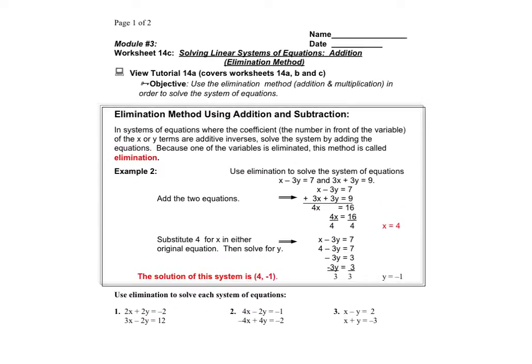Hi, we're going to continue moving along. After the substitution method, we go into the elimination method. So we're still looking for the same type of information. It's a linear system of equations. So I have two lines that cross at a point, and I'm trying to find what that point is.